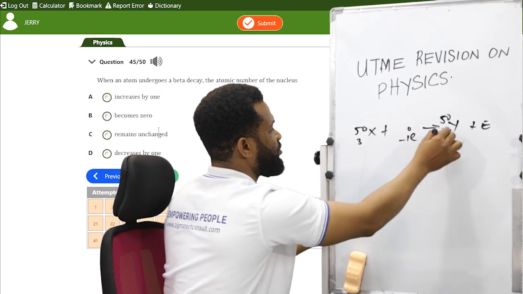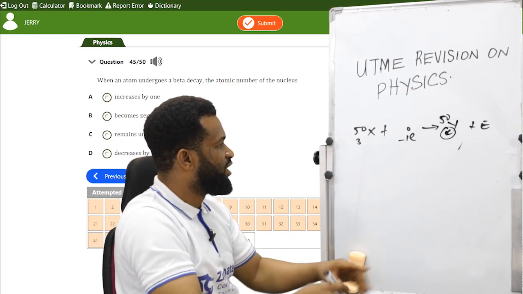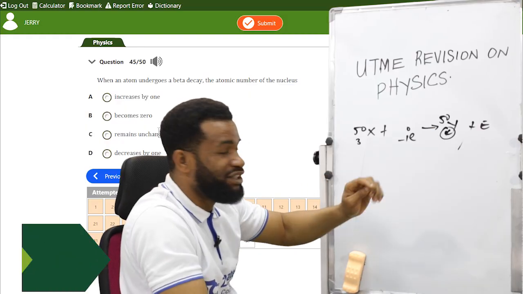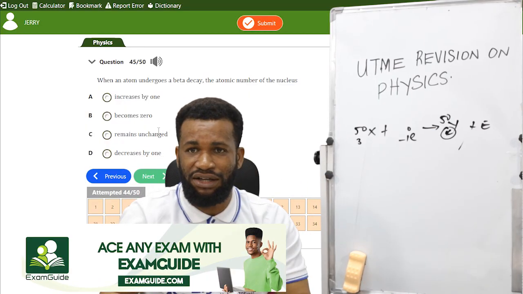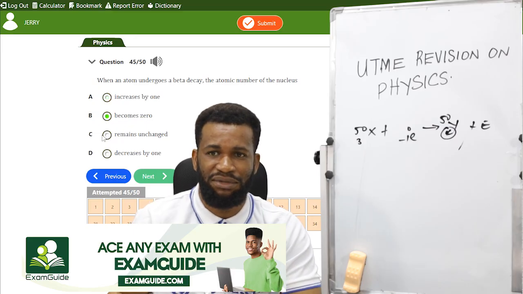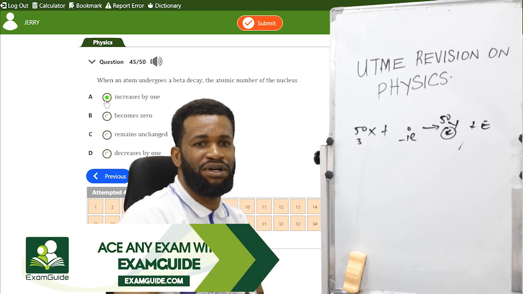So there is an addition of this element, of the atom of this element. Because it's an addition, it's increasing by 1. So I'm going to choose increase by 1. It can't remain unchanged. It can't decrease. It's going to increase by 1. So the value will increase by 1.